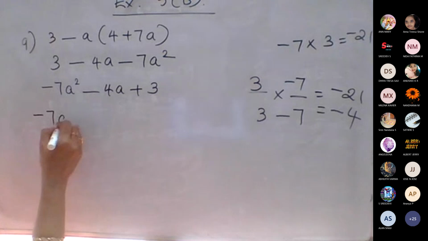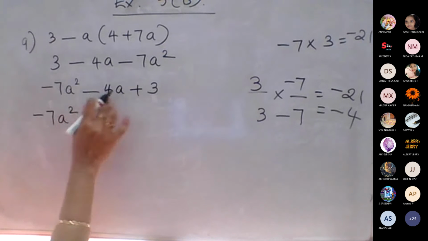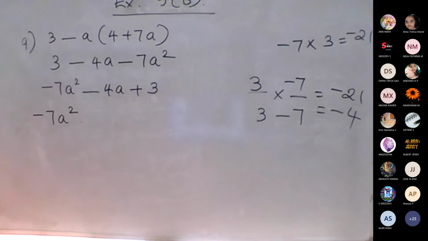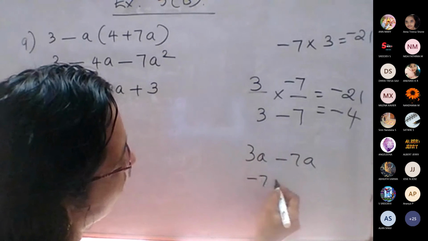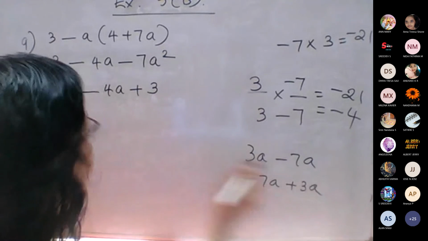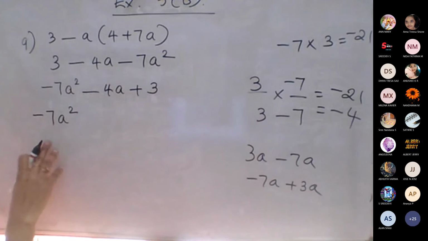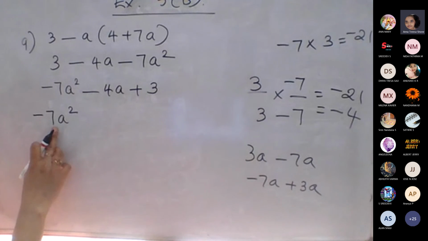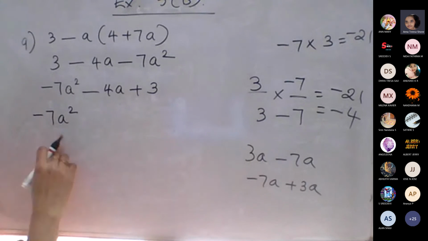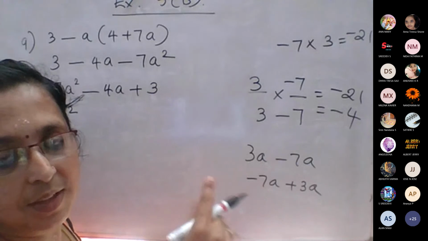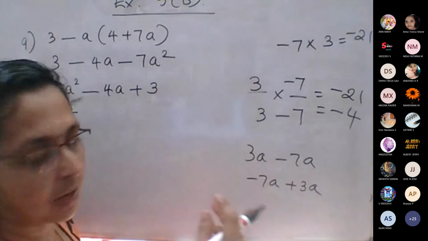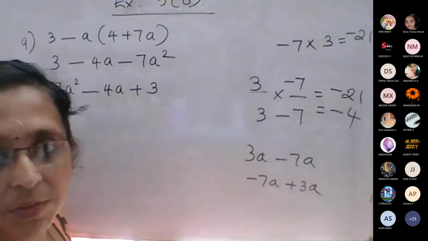So negative 7a square. Then negative 4a, we can write it as what? Either we can write 3a minus 7a or negative 7a plus 3a. Which is convenient? Look at that. Which one is good? Ma'am, negative 7a plus 3a. Then it will be easy for us to take common, no? Understood? Yes. That is our common sense. Both are correct, both we can write.